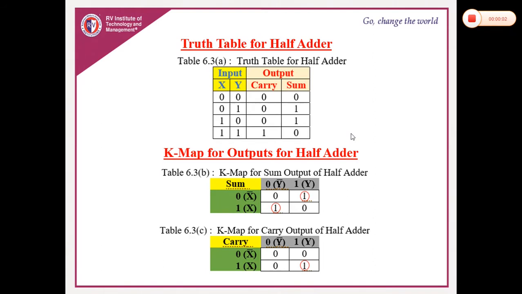So now we will see how this can be used as a half adder. Before that we will see what is half adder.